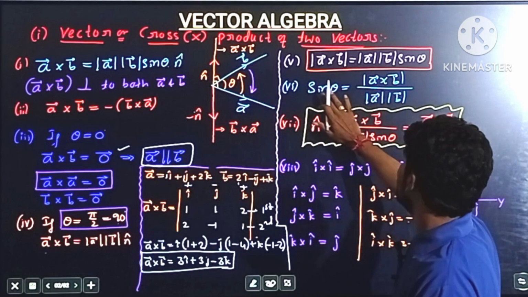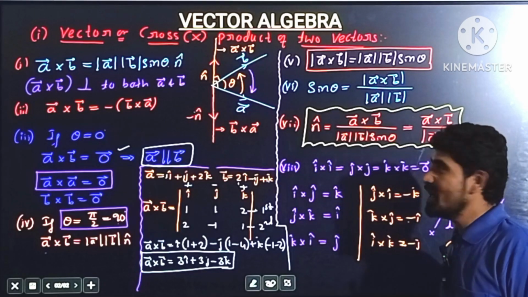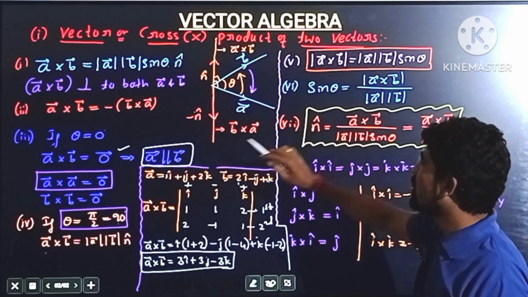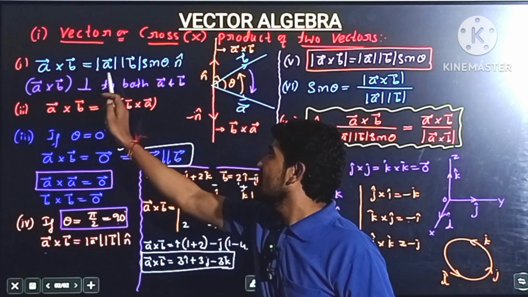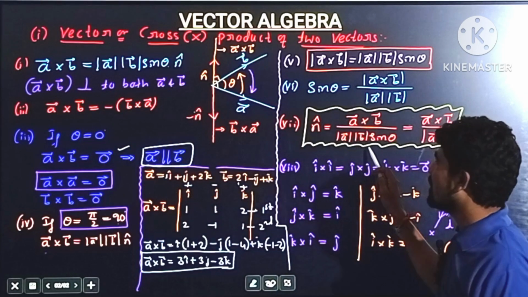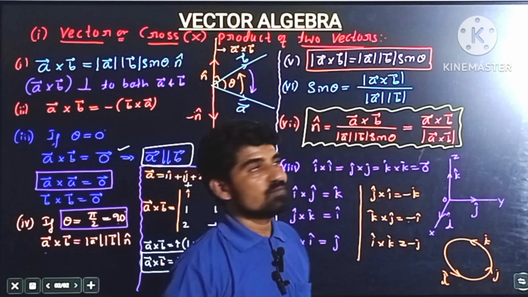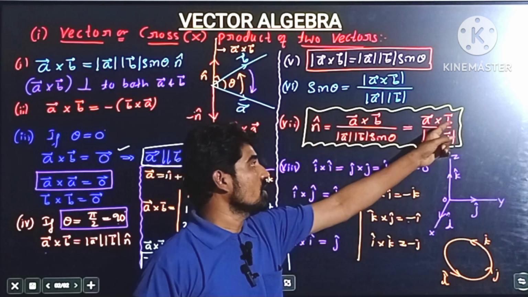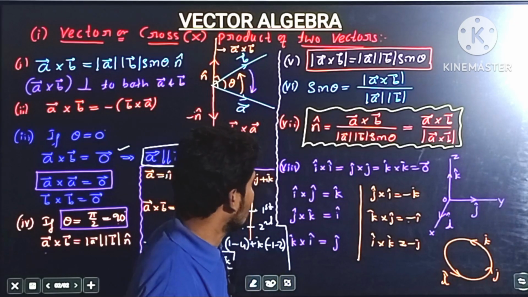And by this, the sine theta formula is magnitude of a vector cross b vector divided by magnitude of a vector into magnitude of b vector. And the formula for n cap is a vector cross b vector divided by magnitude of a vector, magnitude of b vector into sine theta, which is equal to magnitude of a vector cross b vector. So n cap is equal to a vector cross b vector divided by magnitude of a vector cross b vector.